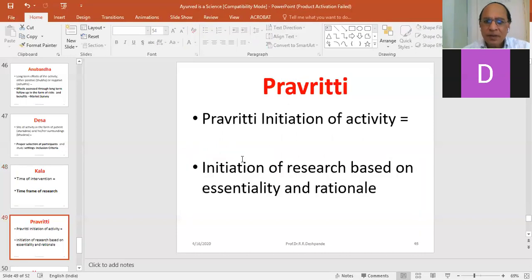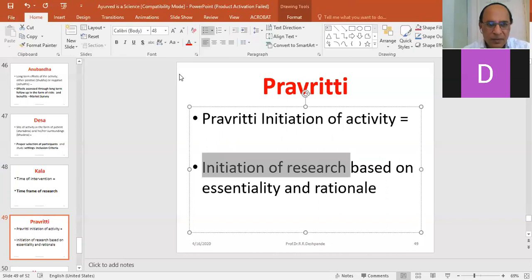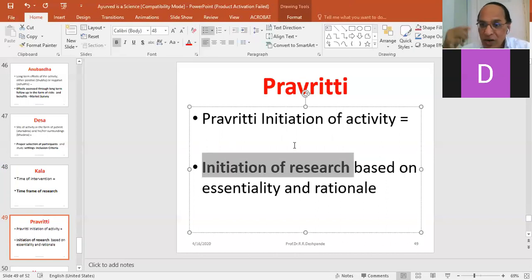Pravrutti. So initiation of research, beginning of the research. You know that when you start the clinical trials, you have to report to the government. So this beginning of your trials is called Pravrutti. You have started your activity, that is called Pravrutti. Remember this word, Pravrutti is a starting.